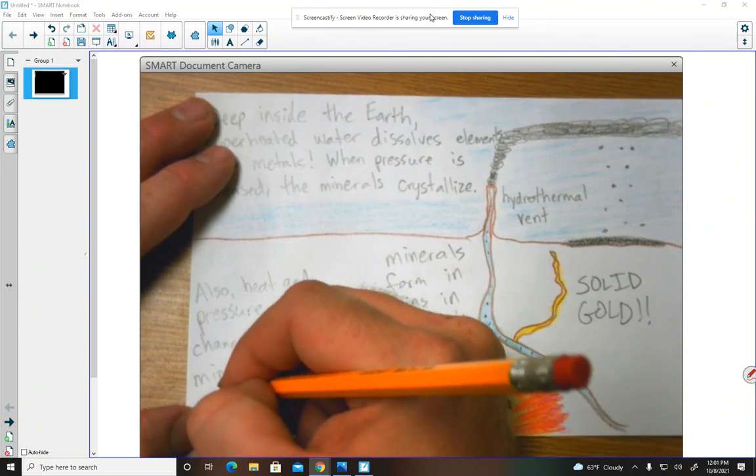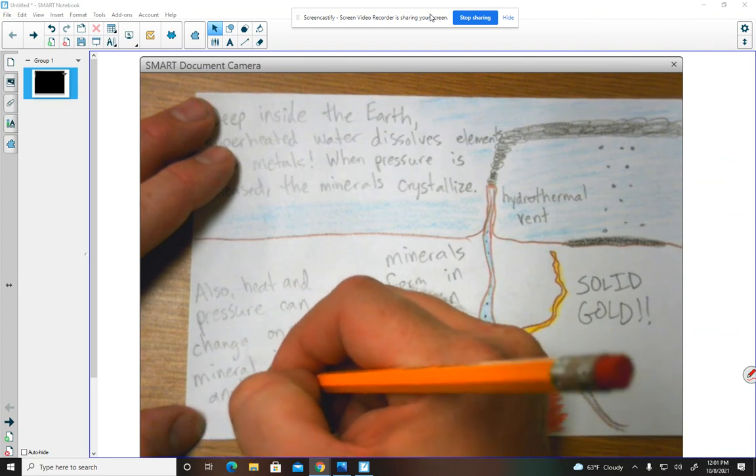Yeah, for example, you could do carbon compressed into a diamond. Yep. That's a good one, Jack.